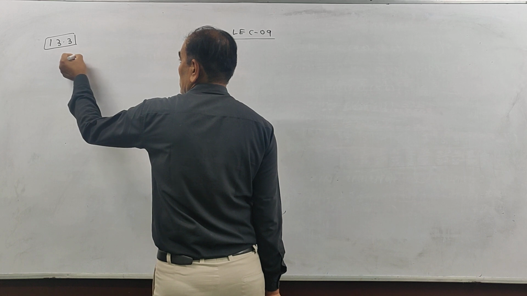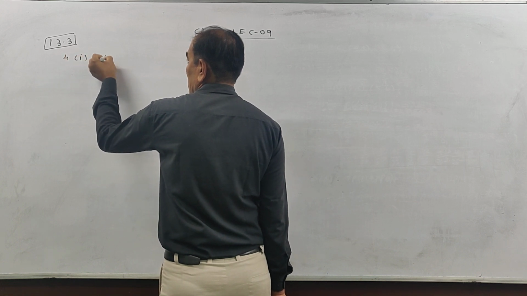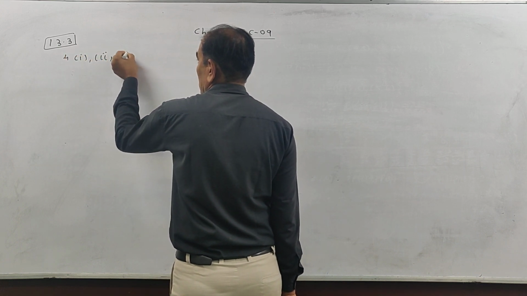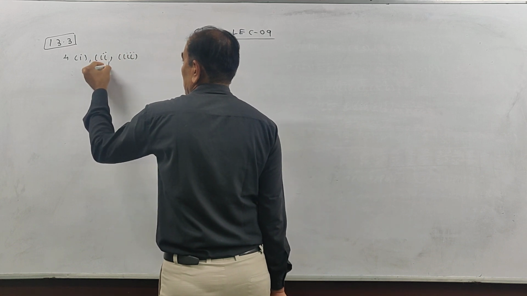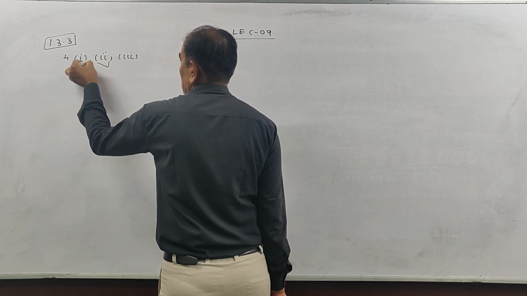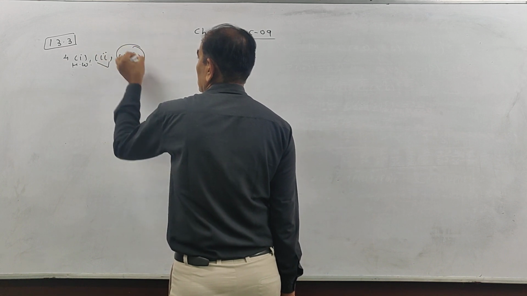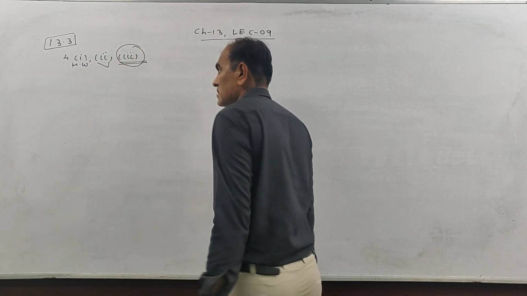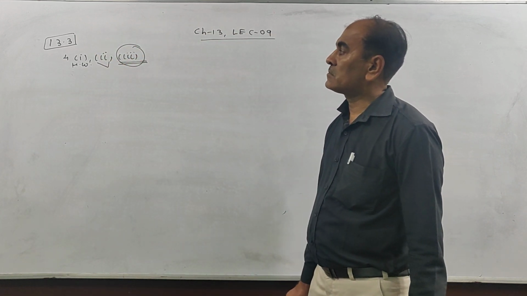Among first, second, third, the fourth one is also solved. First, second part and third part. The second part is solved, the first part is given for homework. The third one is also solved, but some mistake is there. So today I would like to see once again.